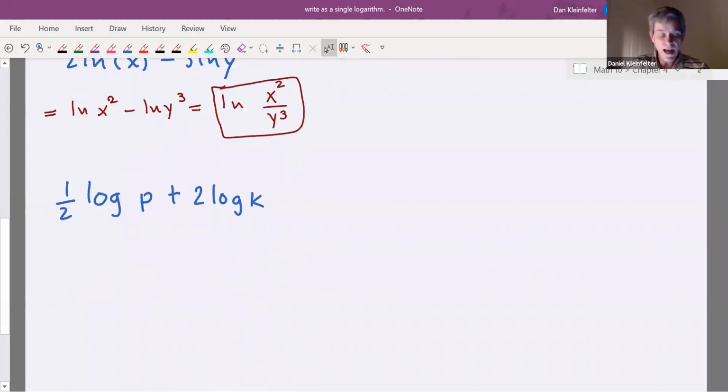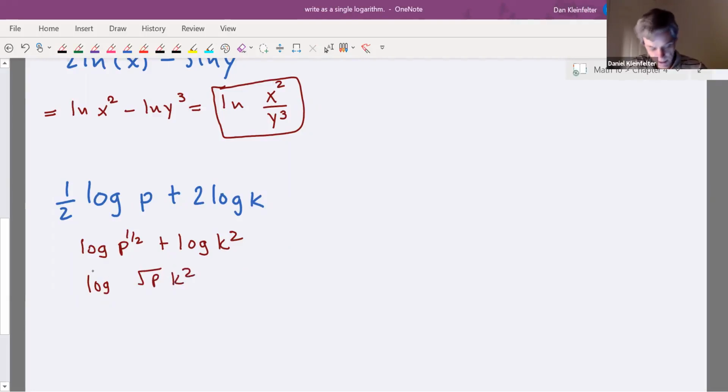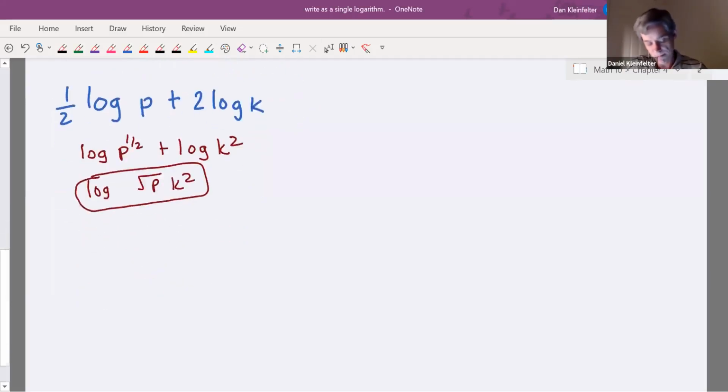Okay, here 1/2 log p plus 2 log k. I'm going to call that log p raised to the 1/2 power plus log k squared. Okay, that p to the 1/2 power, I'm going to go ahead and make that the square root of p. And then we've got a sum of two logarithms, so we'll rewrite that as a single log of the product. So that's the log of the square root of p times k squared. Note that the k squared is not underneath the square root sign.